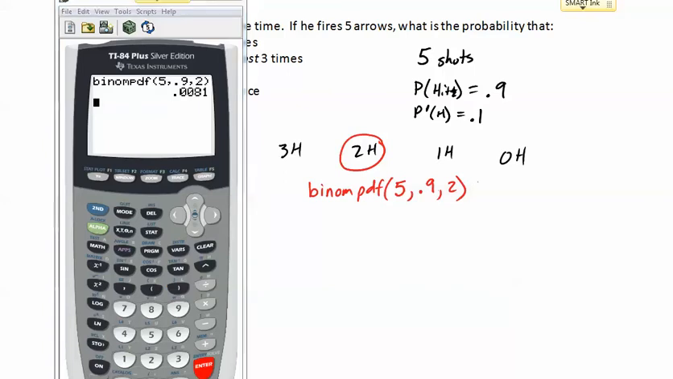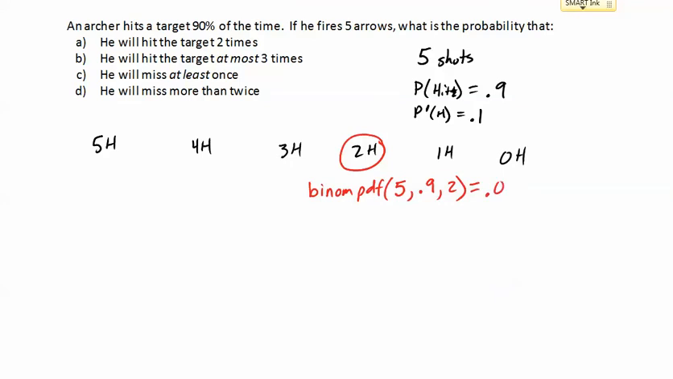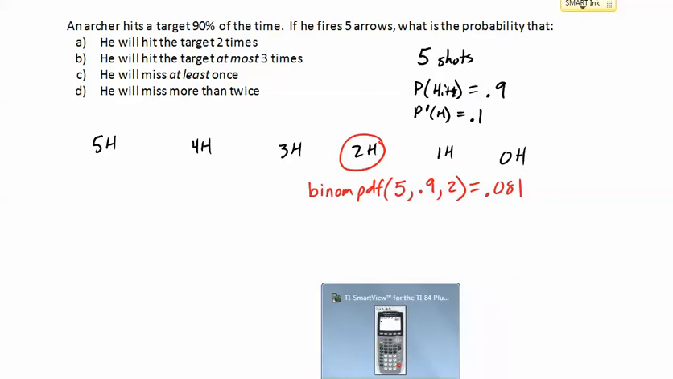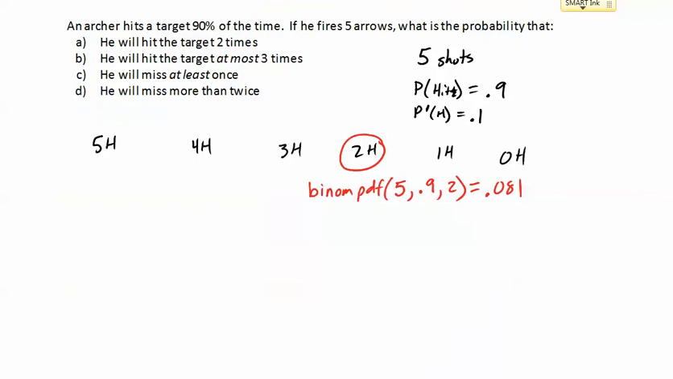and that tells me the probability of hitting exactly the target 2 times. Now this is a pretty low probability, but that's what we expect because he's hitting the target so often. The probability of him hitting it only 2 times is relatively small, right? So we've got that. Oh, sorry, I need another 0 in there, don't I? We'll add another 0. There we go. All right, so let's go to letter B.